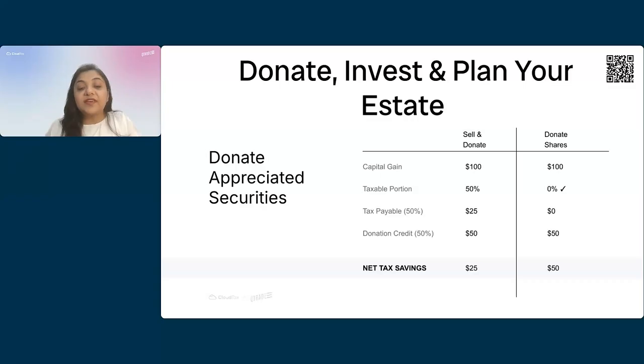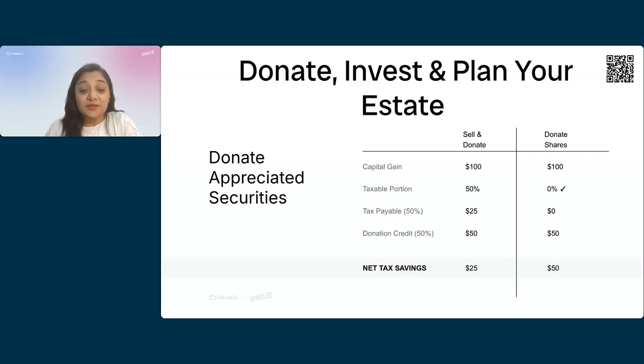Now, let's look at the second option, donating the shares directly. In this case, you never sell the shares. So there is no capital gains tax at all. The taxable portion is zero, and the tax payable is zero. So you still donate $100 and you still receive the same $50 donation tax credit. And this time, because you didn't pay any capital gains tax, your net tax savings are the full $50.